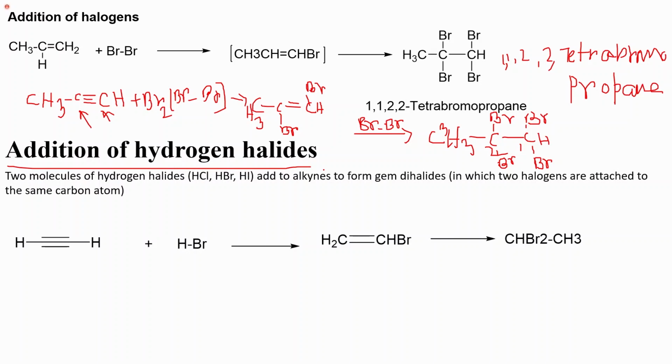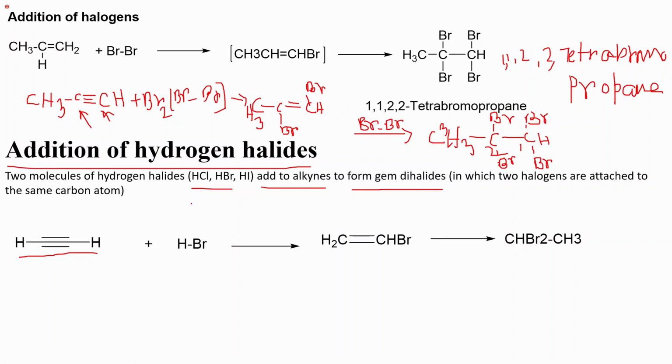Okay. Now the addition of hydrogen halides. So what is the addition of hydrogen halide? Two molecules of hydrogen halide, that is HCl, HBr and HI, add to alkynes to form a gem dihalide, in which two halogens are attached to the same carbon atom. Suppose you have an acetylene moiety. Now you are adding HBr. So what will happen?